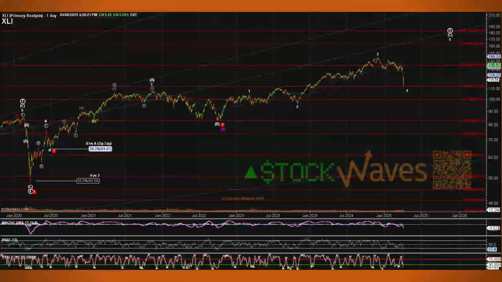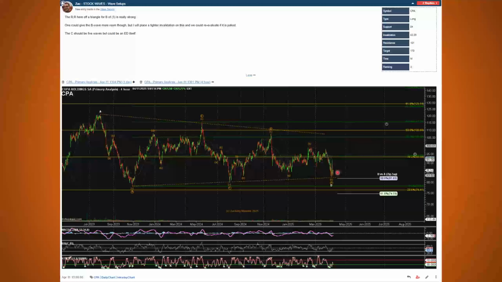CPA is another one that I wanted to take a look at. This is from April 11th. Also shortly after that webinar, we had a really nice triangle completing for a B wave. And this was due to play some catch up with DAL and UAL and some other charts in the JETS ETF, looking for a move up as wave 1. And I wanted to highlight this because here was something that was very different from a lot of the other charts that we were looking at in many of the other sectors.